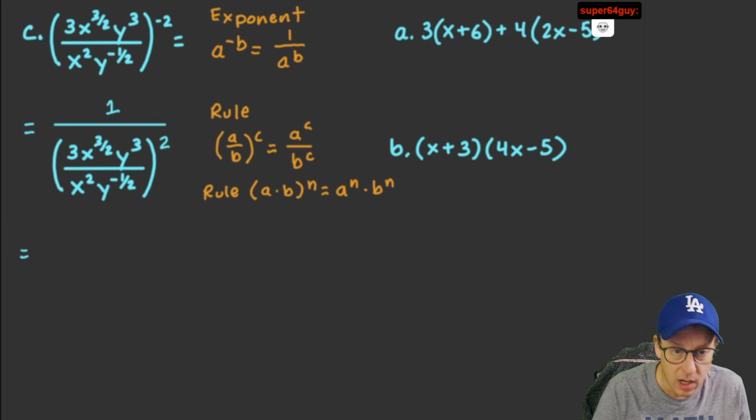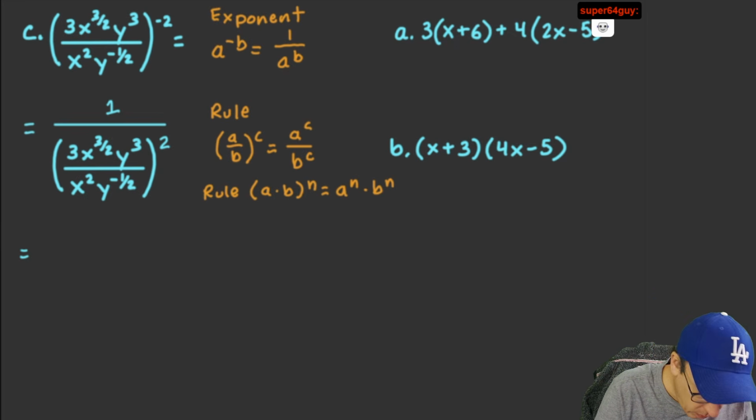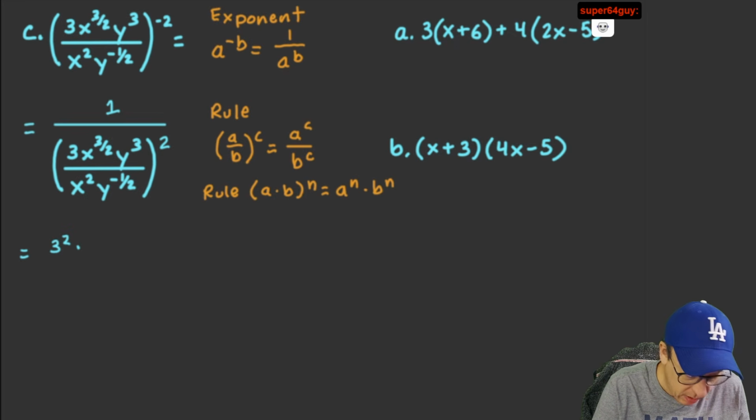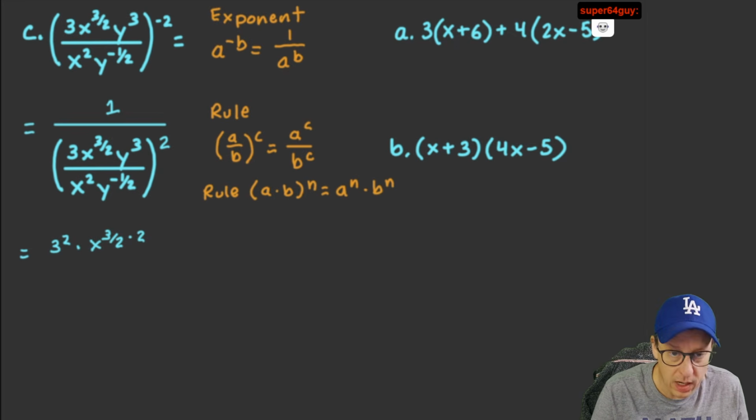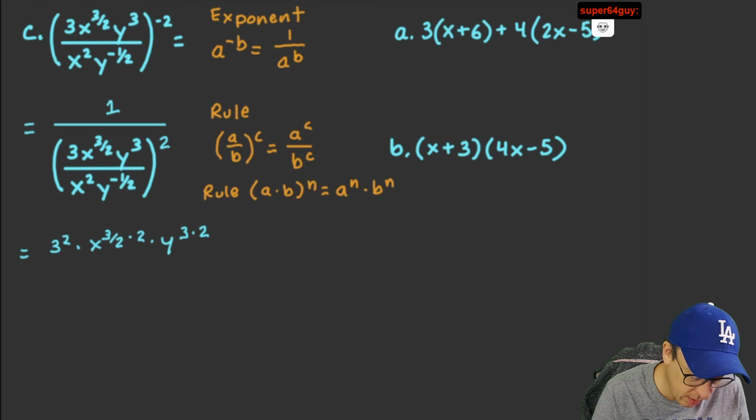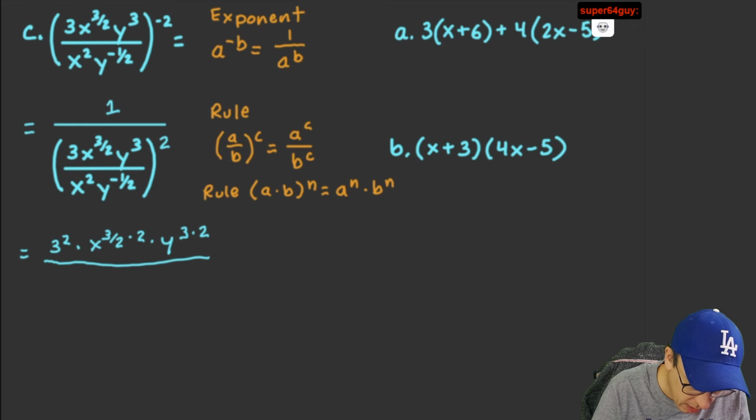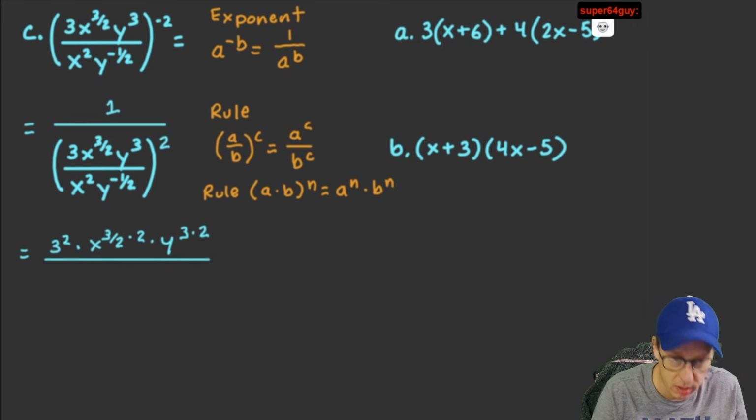This is going to be equal to 3 squared times x to the power of 3/2 times 2 and times y to the 3 squared. Okay, so I'm just multiplying those exponents across. That's how we're getting those. Let's make this line straight so it looks a little bit better.